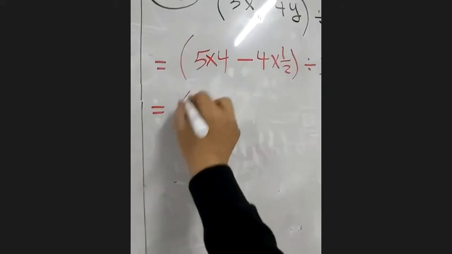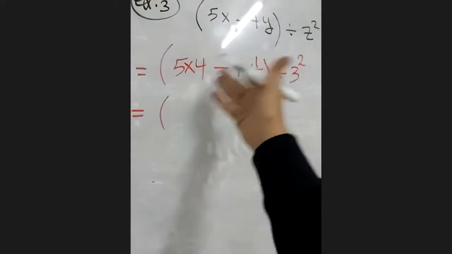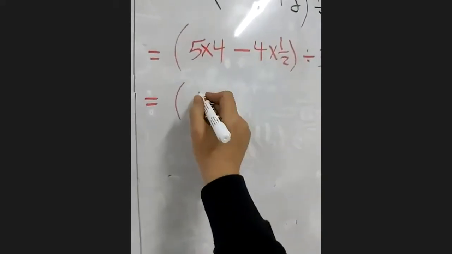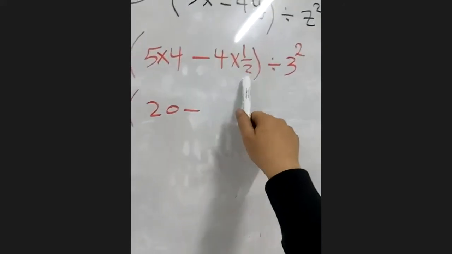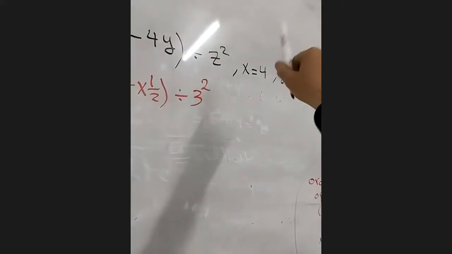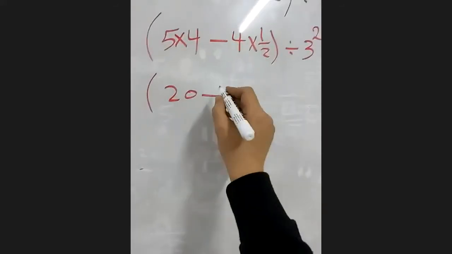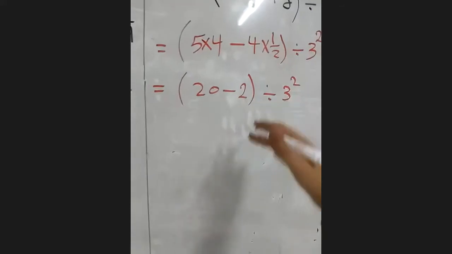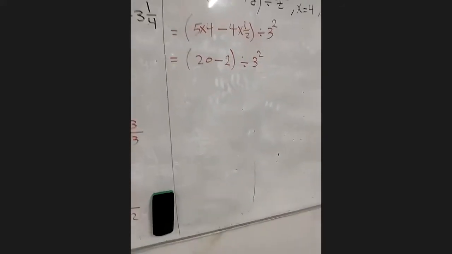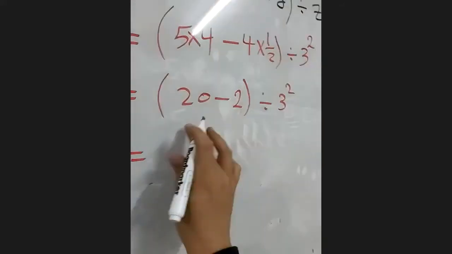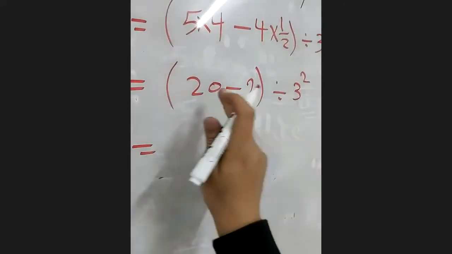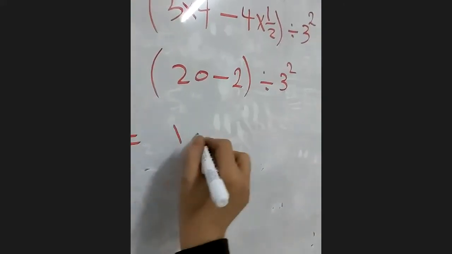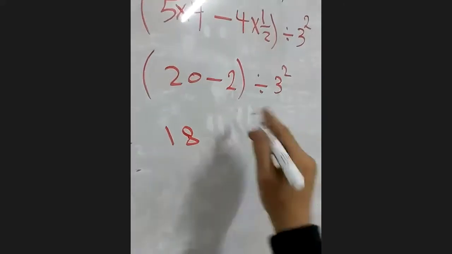So the bracket is still there, because I'm not done with it, it has more than one step. This will be 20 minus 4 multiply half. Go outside and do it. 4 multiply half is 2. And continue the same. The other things will be the same. Now we can get rid of the parentheses. 20 minus 2 is equal to 18, and the other division things will come the same.